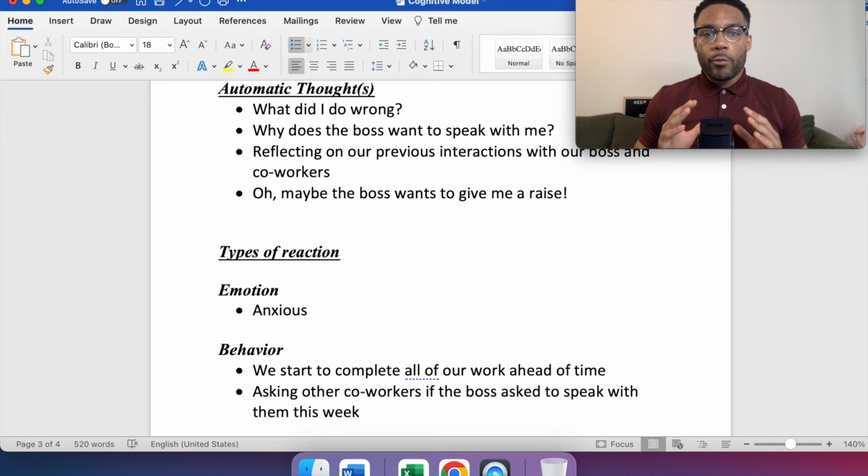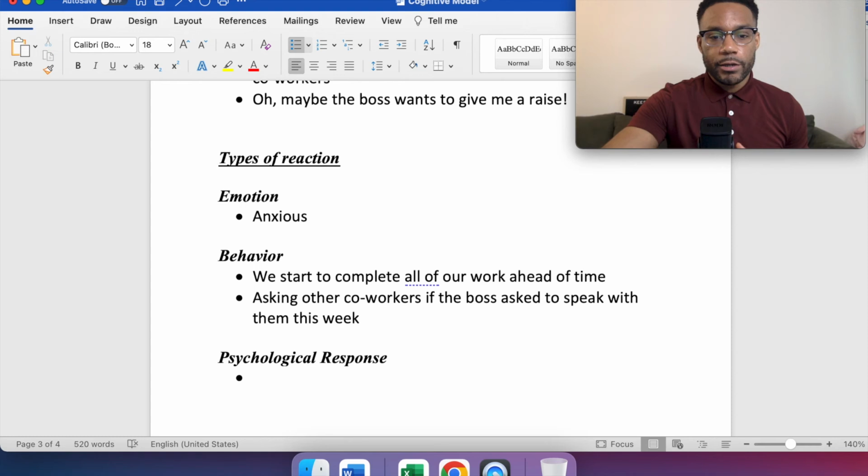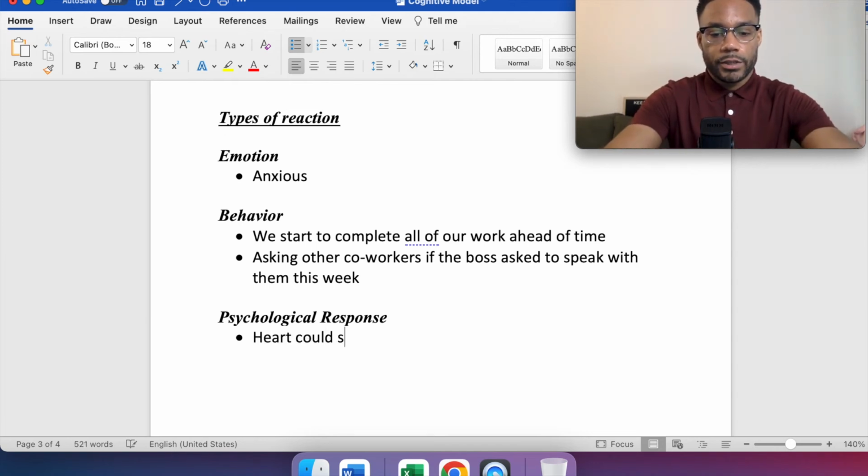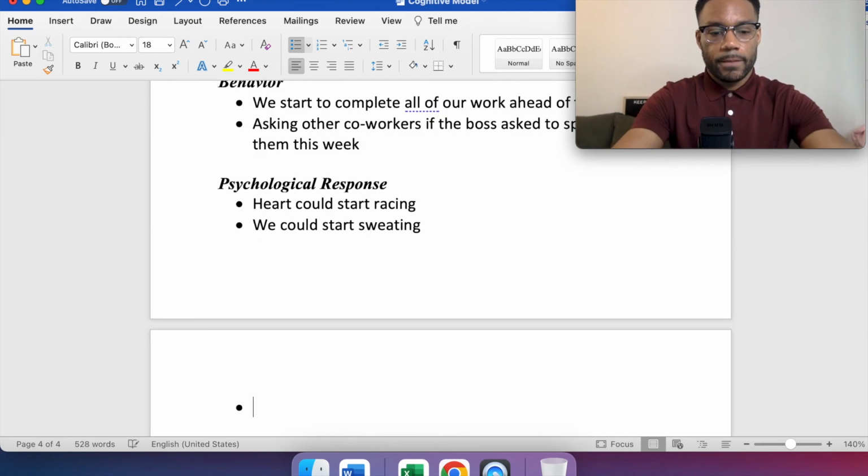Right? So we can respond in our behavior in a number of different ways. And that's why, especially when it's specific to the individual, we want to be able to break this down for ourselves. And then when we go to the physiological response, think about how your body is responding. Our heart could start racing. We could start sweating. We could feel a pit in our stomach, right?